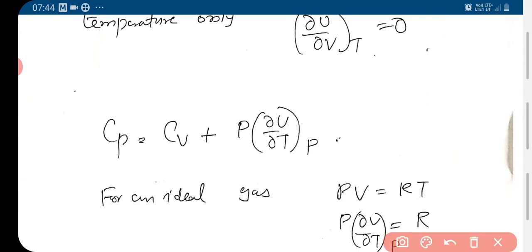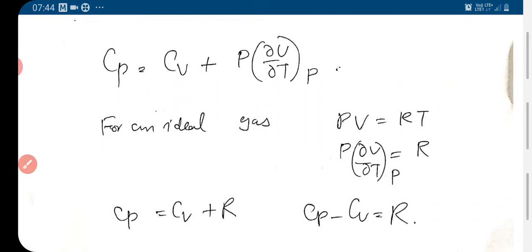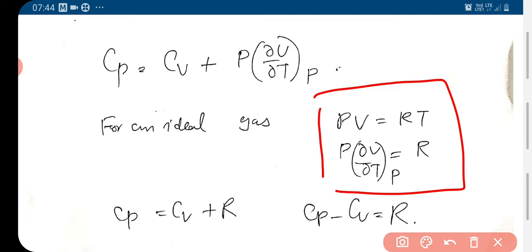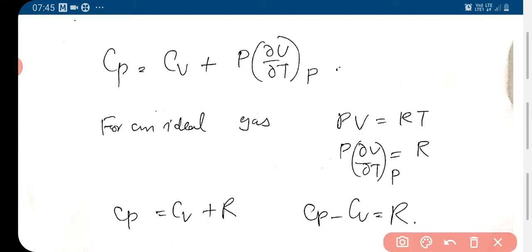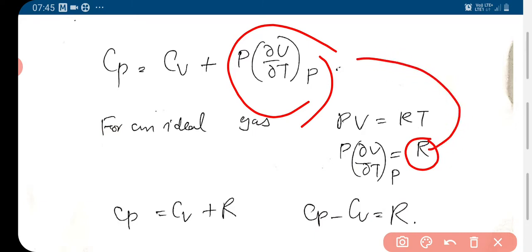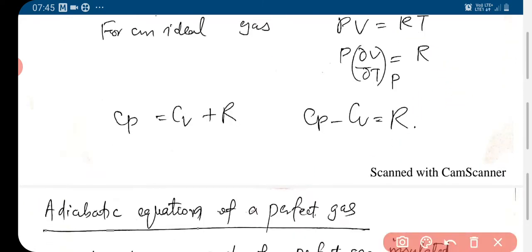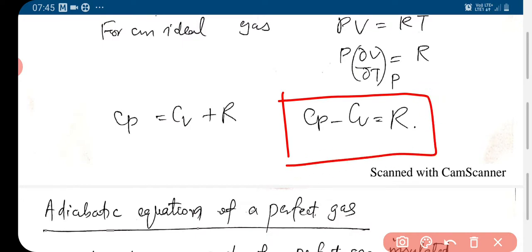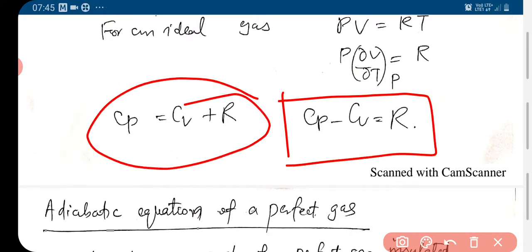So we have Cp equal to Cv plus P dou v by dou t at a constant pressure. For an ideal gas, Pv equals RT, so P dou v by dou t at a constant pressure is equal to R. So Cp minus Cv is equal to R, and this is Mayer's relation.